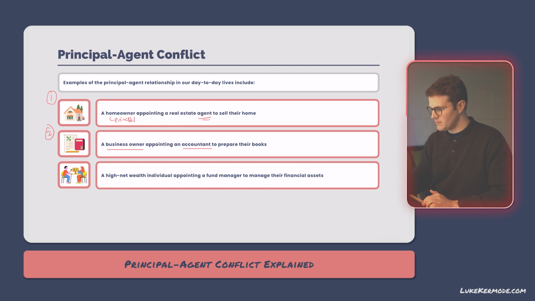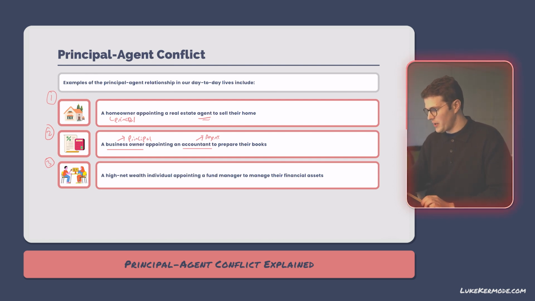In this scenario, the accountant will be the agent and the business owner the principal, because the business owner will enter into a contractual relationship with the accountant and we're paying them to prepare their annual reports, financial statements and tax return. And then one final scenario, we have a high net worth individual who appoints an investment manager to manage and grow their financial assets.